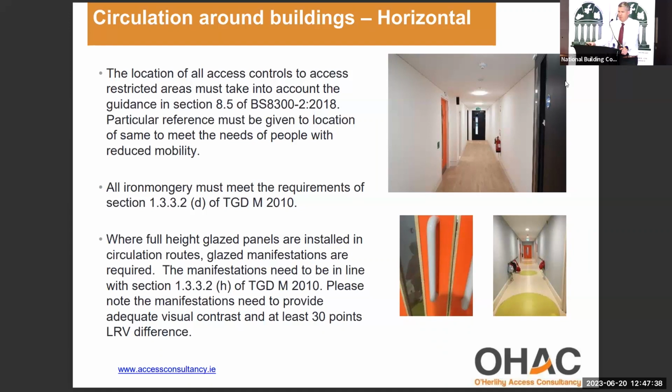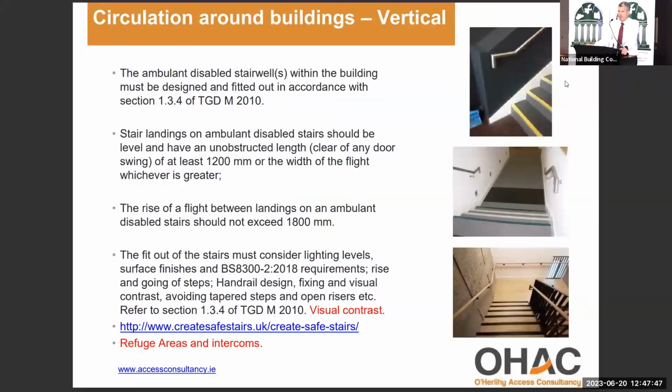Okay, so we've already talked about fully glazed panels internally. Manifestations will be required. Vertical circulation: a few things can go wrong here. For example, the rise of flight between landings should not exceed 1800 millimeters. That causes a number of problems, particularly in large office developments where you might have a floor to floor of 4 meters, and people say, well, we can get away with it by making the rise of flight 2 meters and so on.